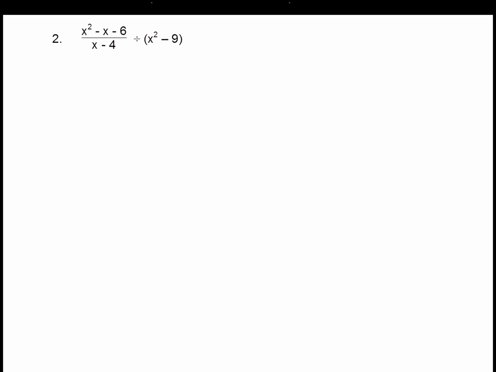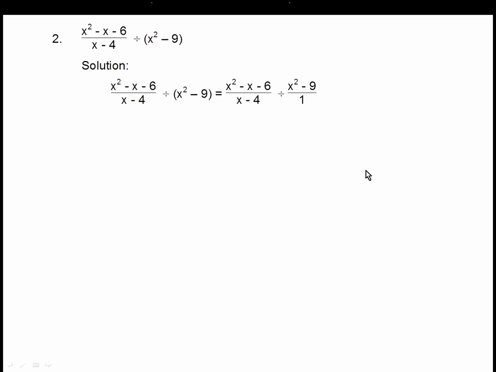Number 2, I've got (x squared minus x minus 6) over (x minus 4) divided by (x squared minus 9). Remember, this x squared minus 9 is over 1, so we'll do that first. I've written it as over 1, that way everybody looks like a fraction.